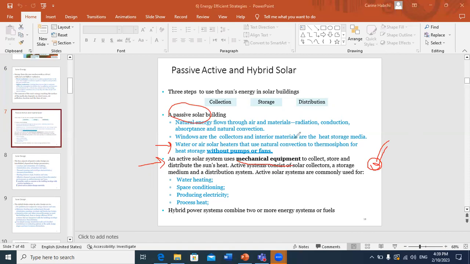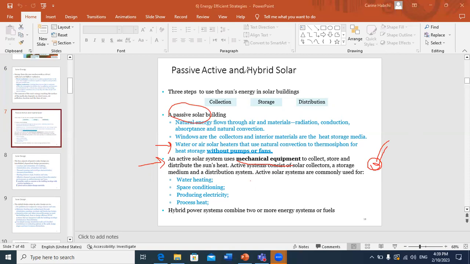So an active system will consist, for example, of solar collectors, a storage medium, and a distribution system. Active solar systems are commonly used for water heating, space conditioning, production of electricity, and processing of heat. We'll take a lot of examples in the coming slides.